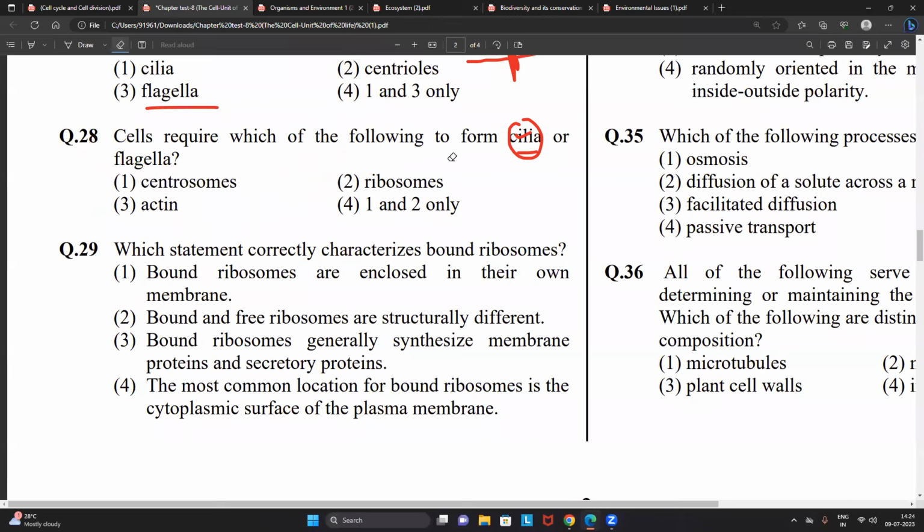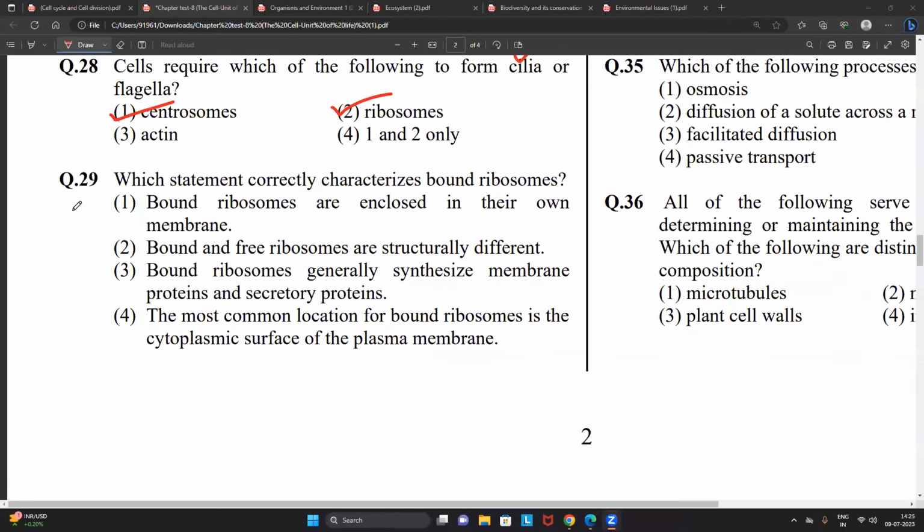You have to remember. If they had given only cilia, then I could answer that even the centrosomes are sufficient. But they said cilia or the flagella. No need to get confused with that particular point. Centrosomes are required, ribosomes are also required. Okay. Think and answer the question.